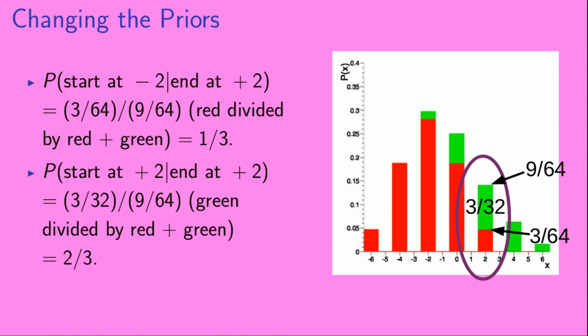Okay, so the probability that the object started at x equals -2, given that it ended at +2, is equal to 3/64 divided by 9/64. So this is the red divided by the sum of the red and green, and that's equal to 1/3. The probability that the object started at +2, given that it ended at +2, is equal to 3/32 divided by 9/64. So this is the green divided by the sum of red and green, and that's equal to 2/3.